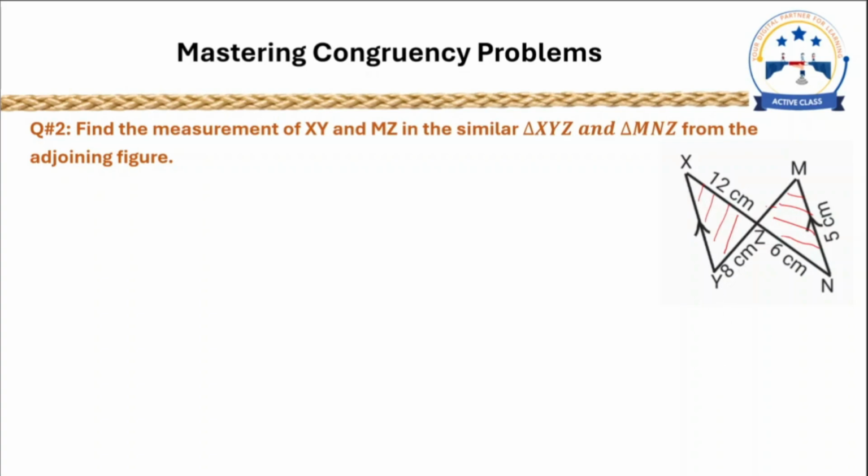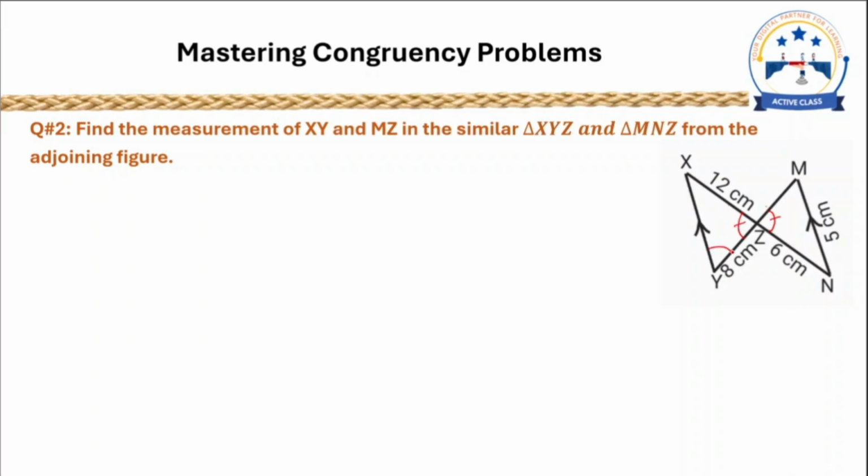To use that, we need to identify the corresponding sides. And to find corresponding sides, we have to find the corresponding angles. Means three pairs of equal angles. Let's find the corresponding angles first using our logic. Look at here. In these two triangles, this angle and this angle, they are equal, right? Can you tell me the reason behind it? Very good. They are vertically opposite angles.